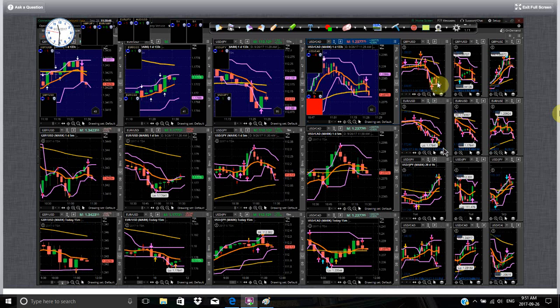Resistance is way over here. Support is here. Resistance, resistance. Okay, it's close enough to resistance where we can take it down. So if I take it down and it goes up to here, that's going to be less than 15 pips, right? If I take it down and it goes up to here, that's less than 15 pips, meaning even if it does go up, it won't stop me out, right?